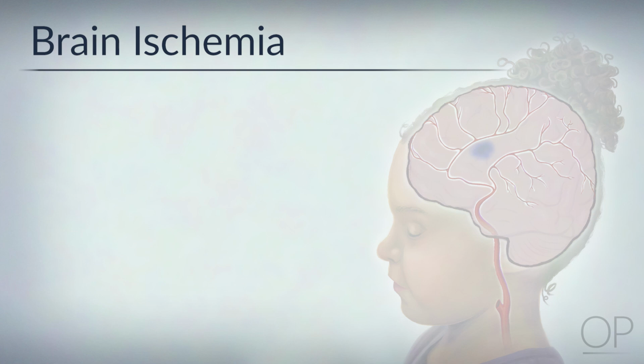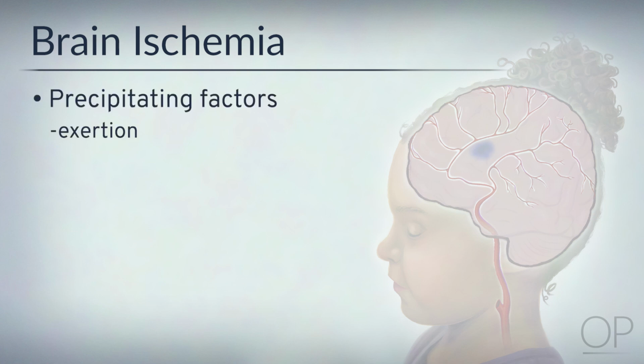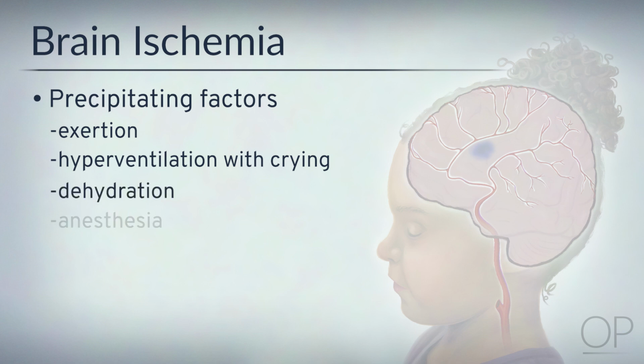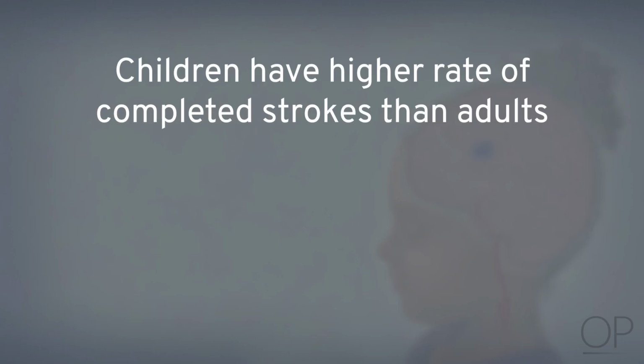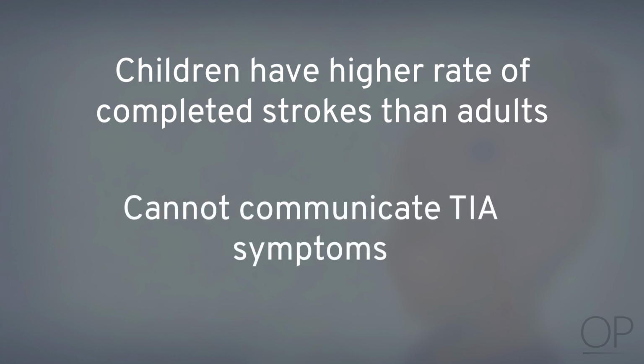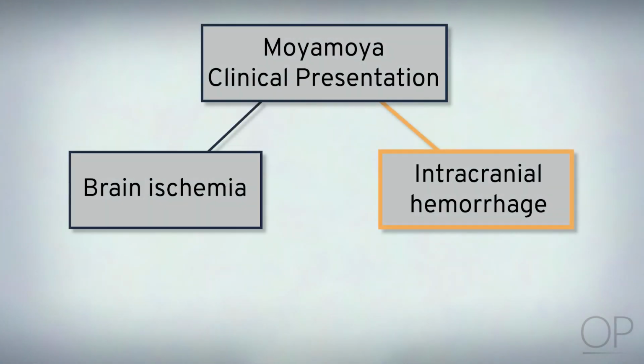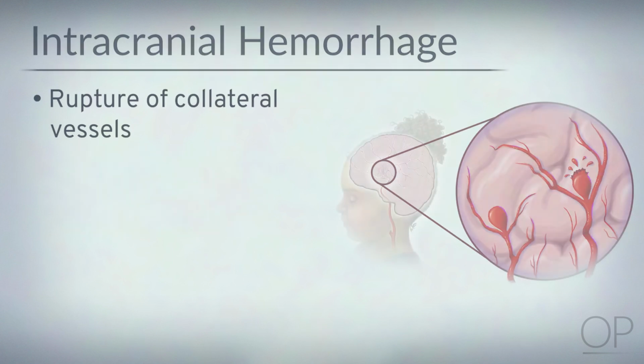Ischemic symptoms are often precipitated by exertion, hyperventilation with crying, dehydration, or anesthesia. Children have a higher rate of completed strokes than adults, thought to be because they cannot communicate TIA symptoms, delaying diagnosis. Intracranial hemorrhage for Moyamoya is rare in children and can occur from the rupture of fragile collateral vessels.